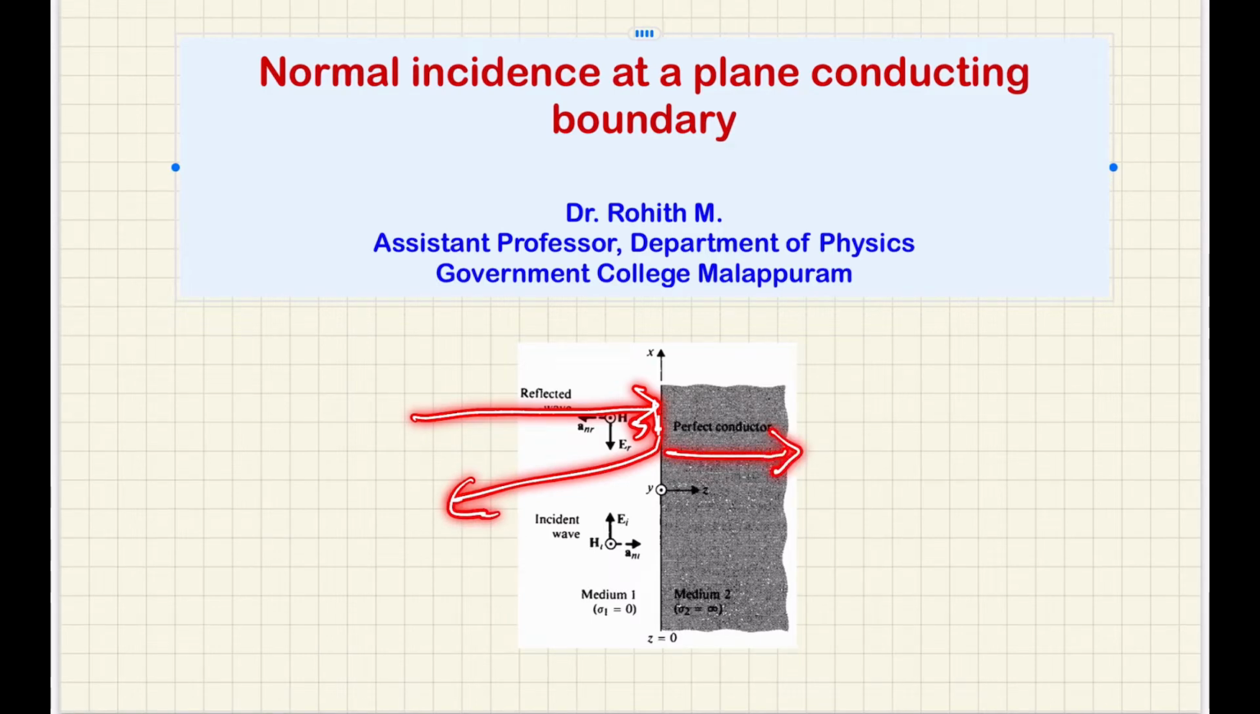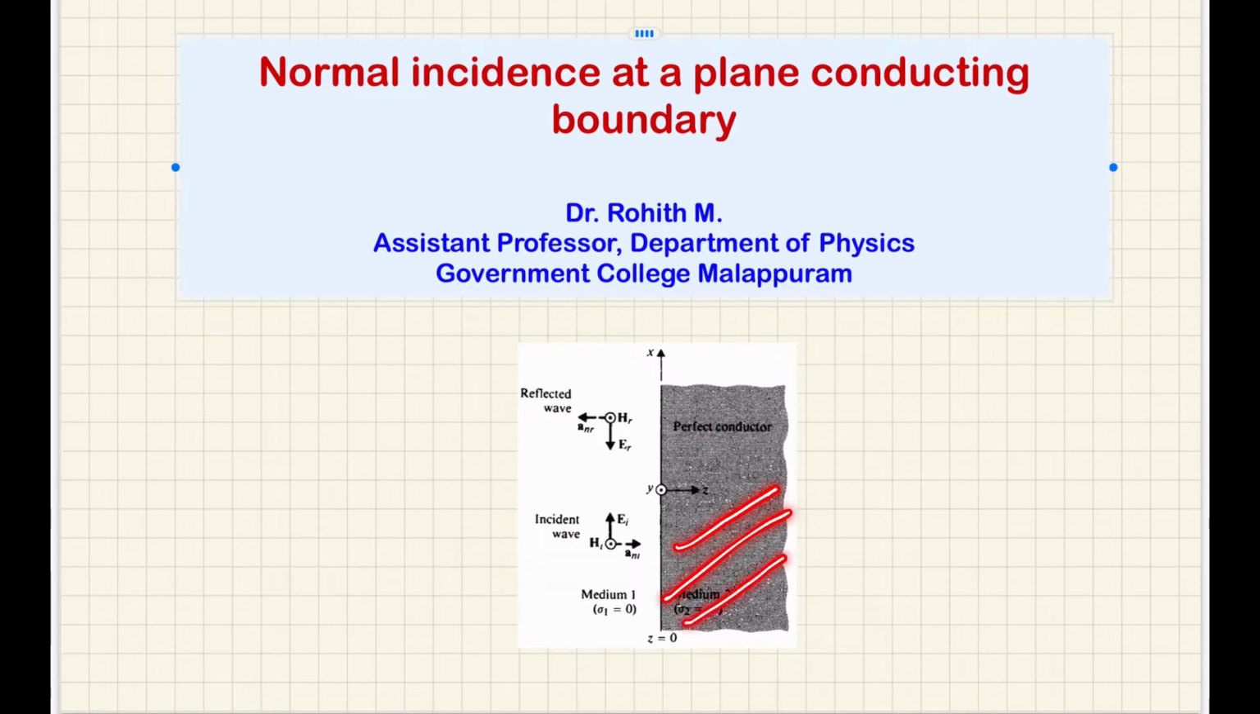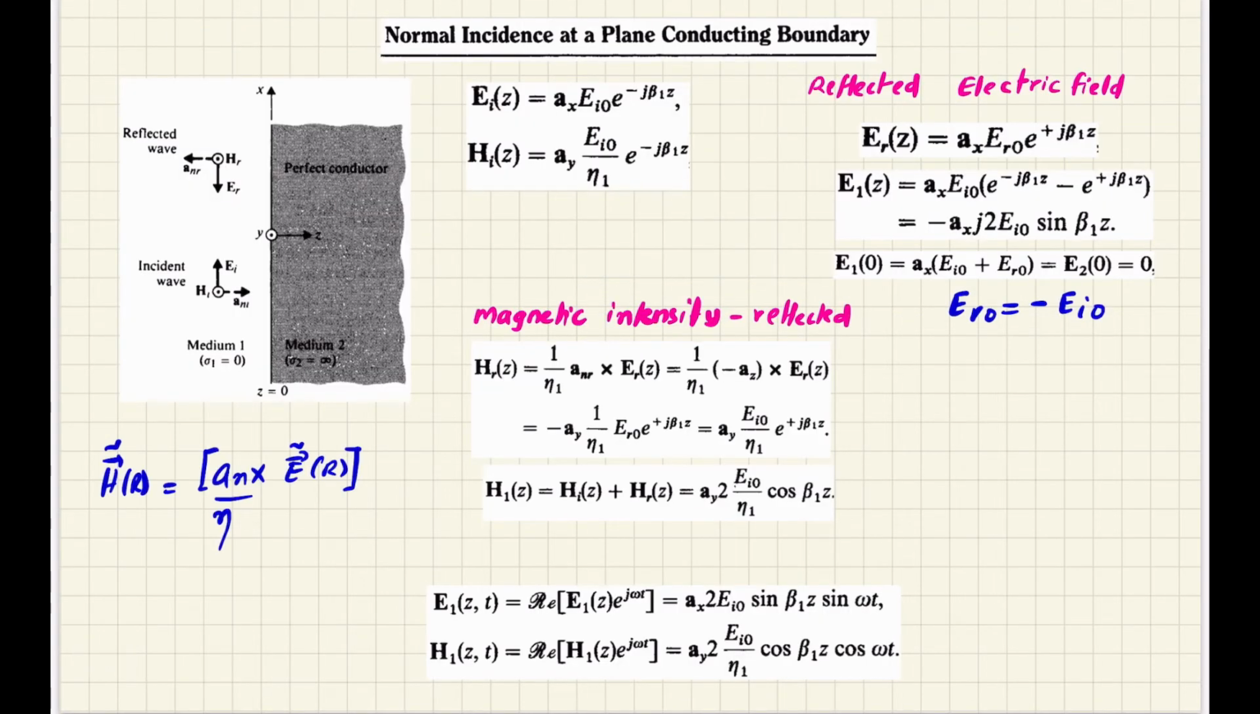This is the general case, but since this is a perfect conductor, there will not be any transmitted wave. The whole incident wave will be reflected back into the medium. We take the specific example of an electromagnetic wave which is polarized along the x-axis.